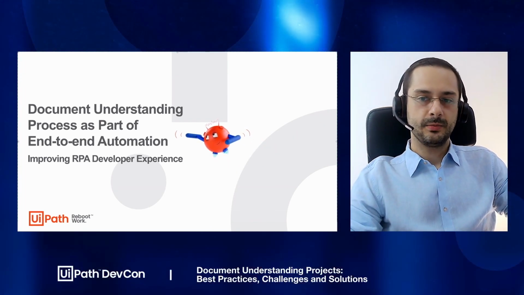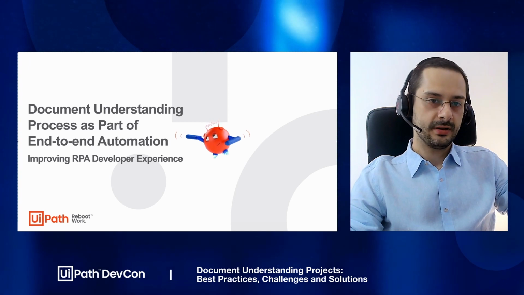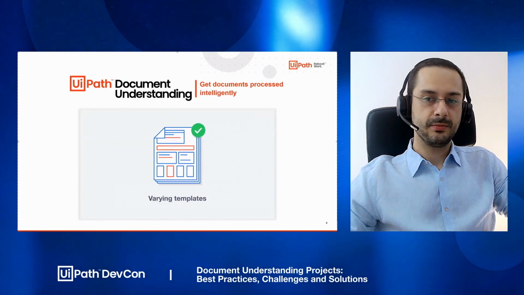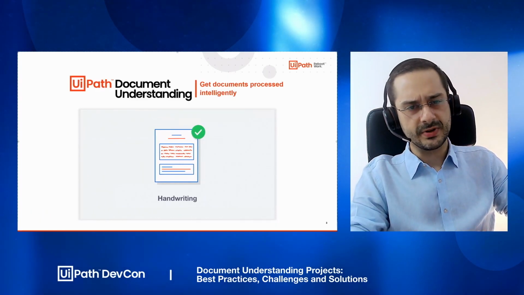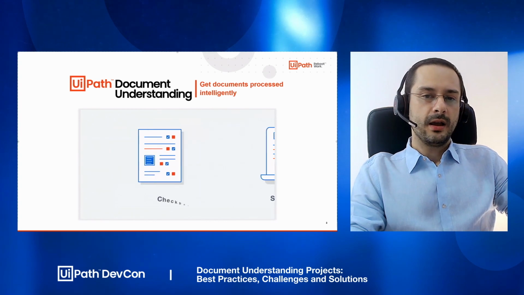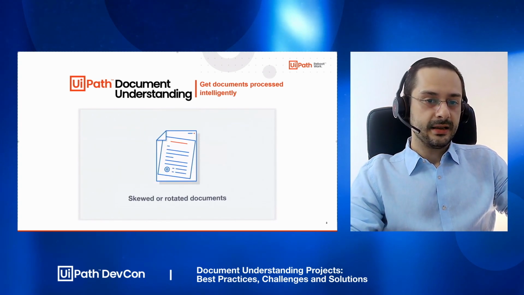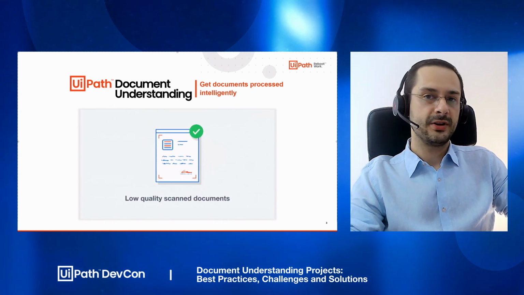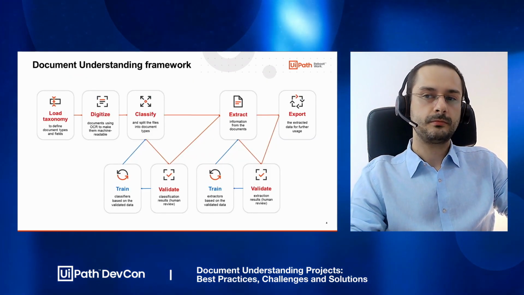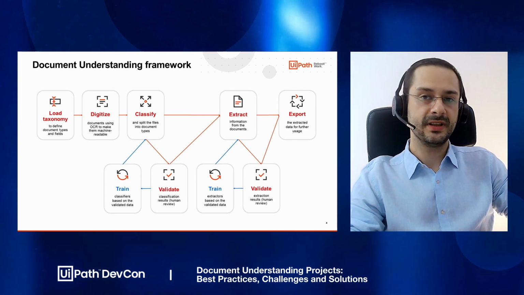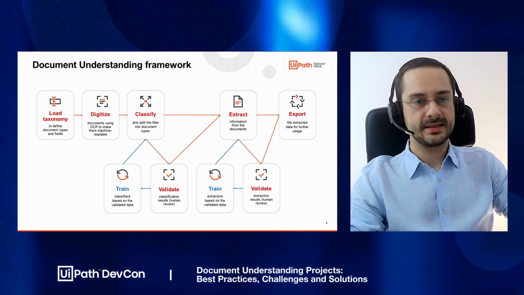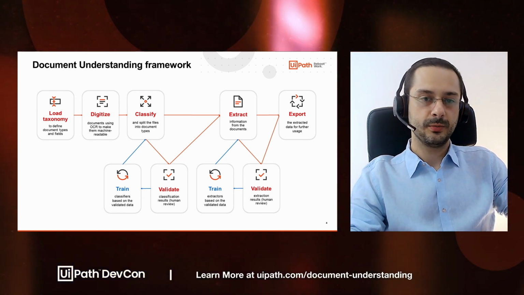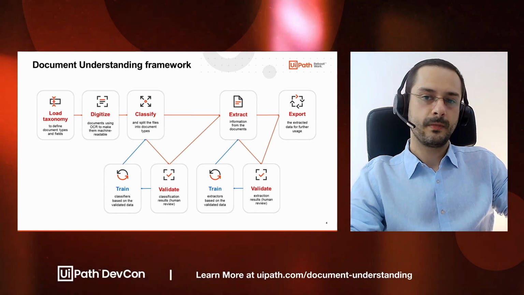Document understanding process is a big and important part of an end-to-end automation, and our goal is to improve the experience for UiPath developers. As you know, UiPath Document Understanding represents the ability to extract information and meaning from a wide range of documents. In order to help you achieve this, UiPath has created the Document Understanding Framework, an open and extensible framework that can be customized to better suit everyone's needs.